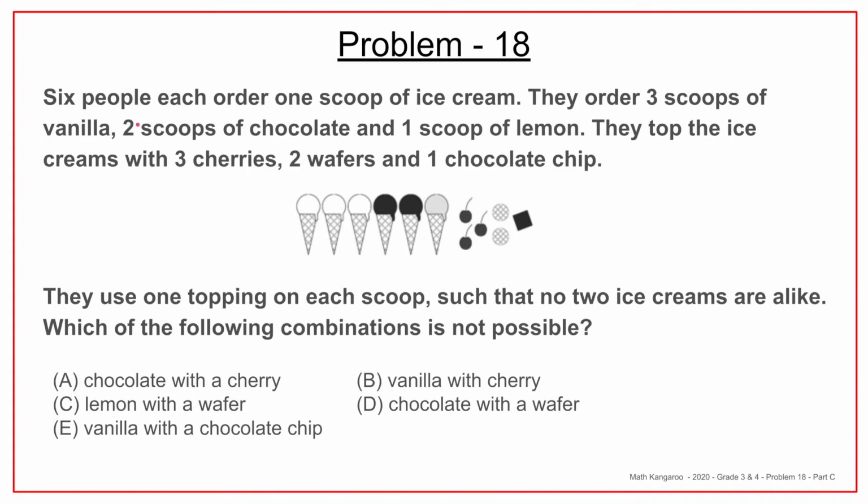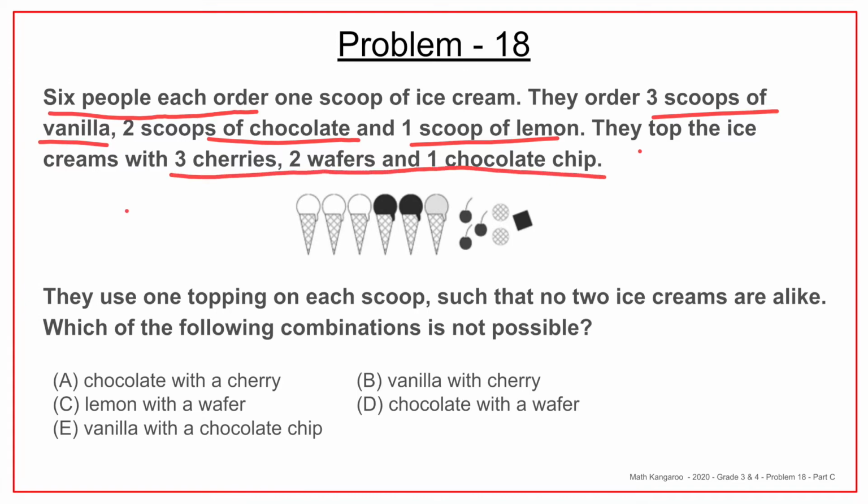Problem 18. 6 people each order 1 scoop of ice cream. They order 3 scoops of vanilla, 2 scoops of chocolate, and 1 scoop of lemon. They top the ice cream with 3 cherries, 2 wafers, and 1 chocolate chip. They use 1 topping on each scoop such that no 2 ice creams are alike. Which of the following combinations is not possible? And these are our options.